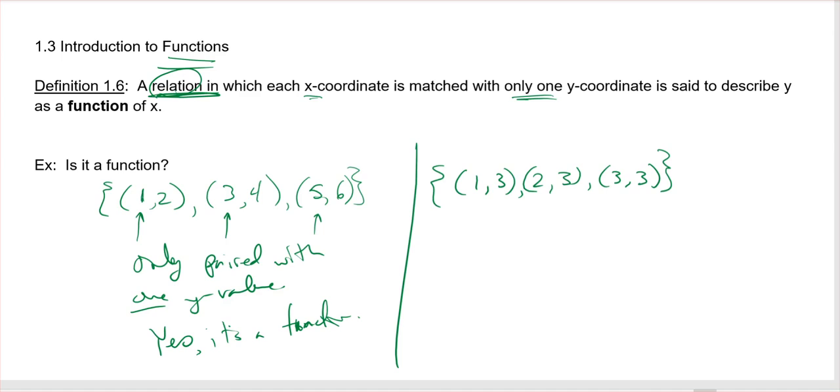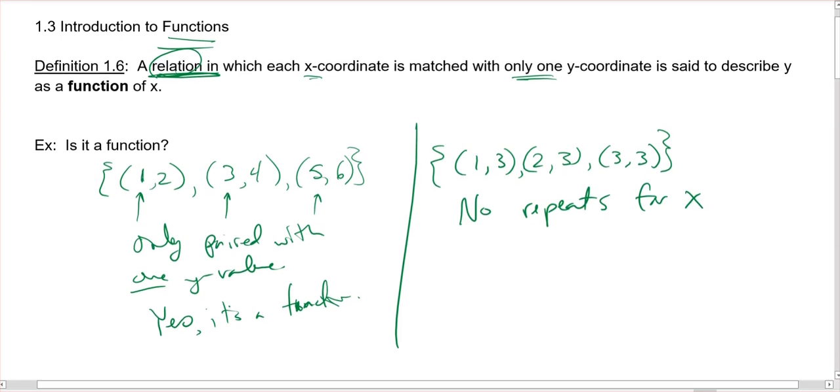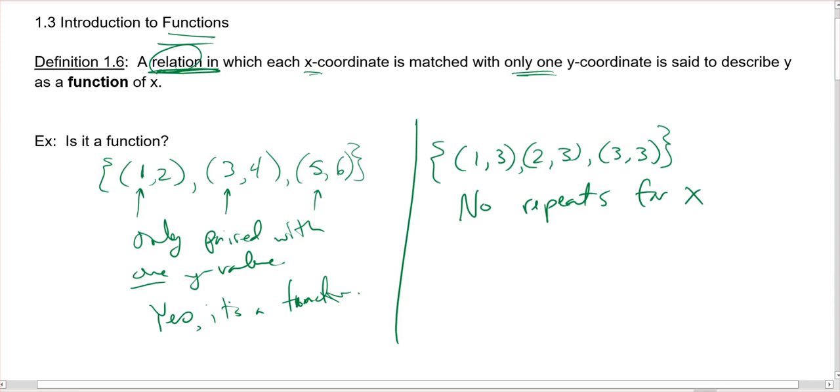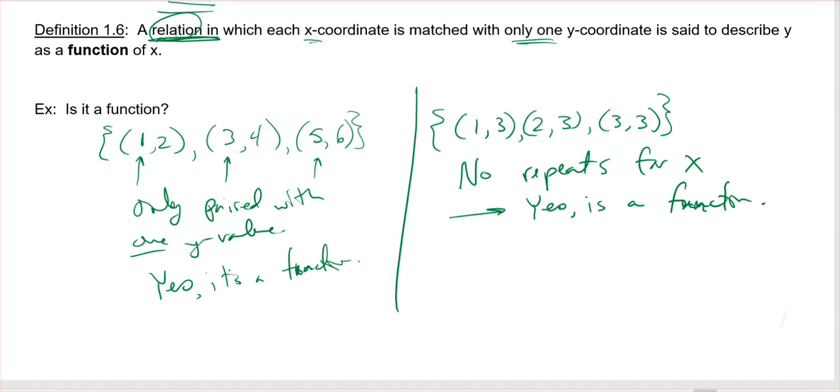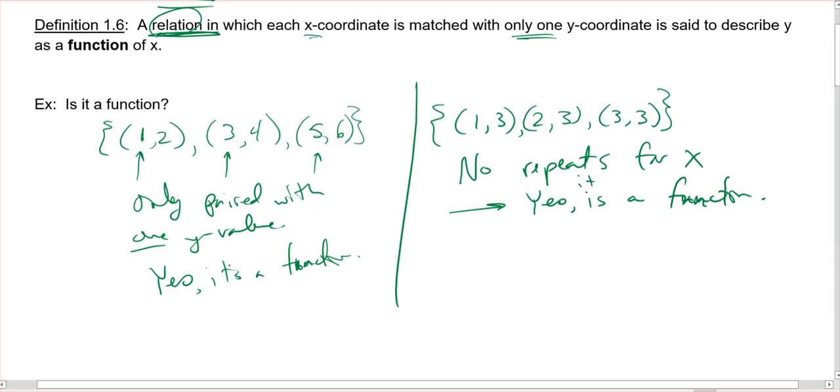This is a common one that we want to say is not a function, but it is a function, right? Because none of these x values are repeated. That's kind of how we tell. If we're given a list of all the ordered pairs, if we repeat any of these x values, that's going to indicate to us that it's not a function. So no repeats for x means that yes, it is a function.